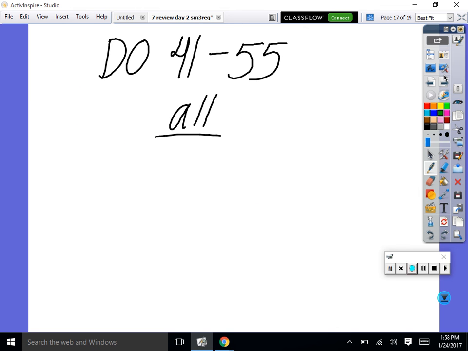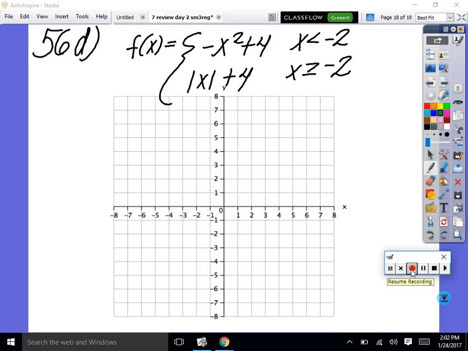Okay, do 41 through 55 all. Ready, go. Look at 56D. Go to 56D. I'm going to graph this one with you. We really shouldn't be missing these because even if you didn't know how to graph them, you could plot X, Y points. Here we go. 56D. So everybody just focus on this. We know how this is a quadratic that's been shifted up 4, correct? Everybody go up 4, put a dot.